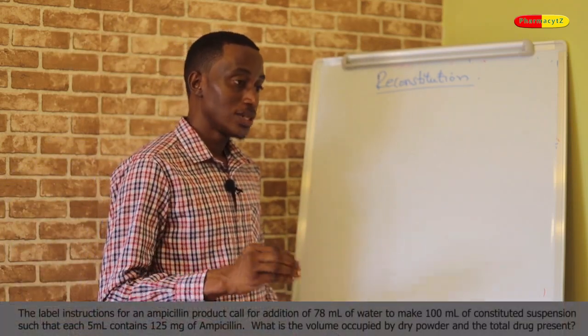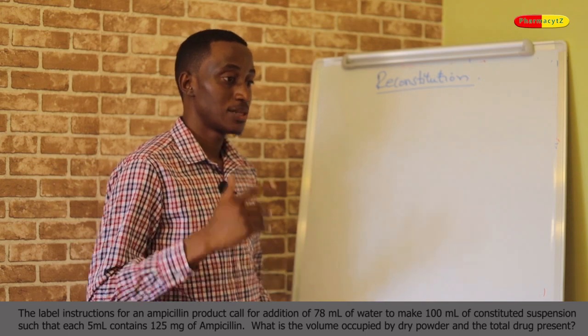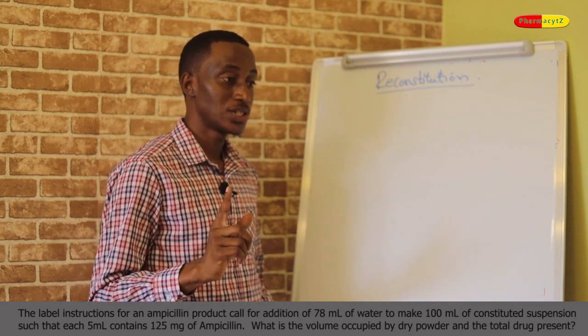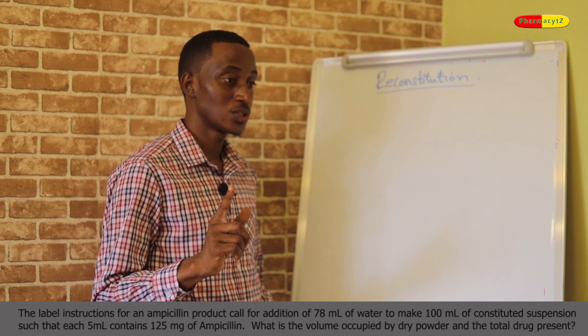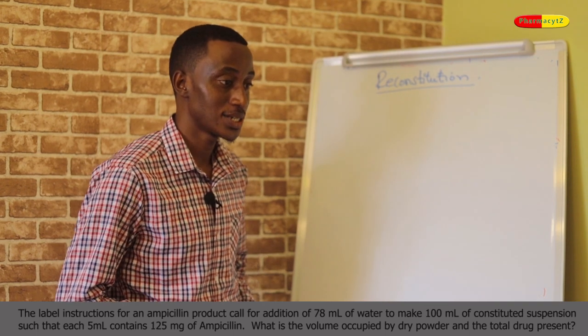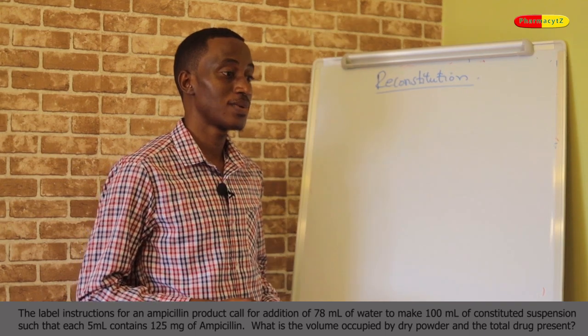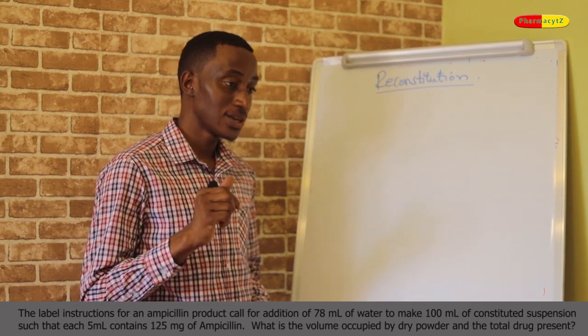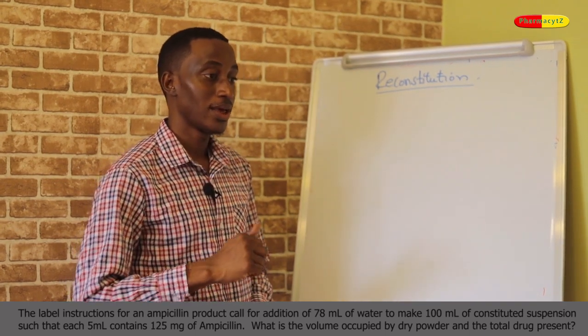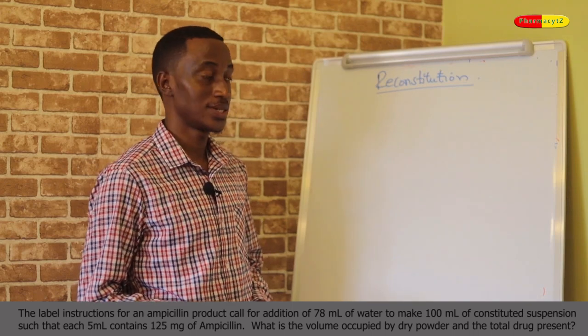You have the label which instructs you on an ampicillin product and calls for addition of 70-80 ml of water to make 100 ml of constituted suspension, such that each 5 ml contains 125 milligrams of ampicillin. What is the volume occupied by dry powder and the total drug present?